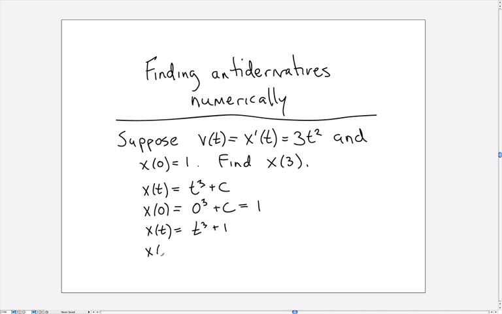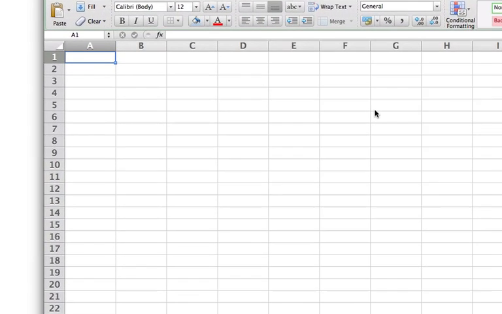Now, if we verify the position at 3, we can plug in t equal 3 here, and that tells us that the position is at t cubed, which is 3 cubed plus 1. 3 cubed is 27, plus 1 is 28. So that means we expect to get the answer 28 from any attempt to find this answer numerically. Okay, so let's go over to Excel and see if we can do that.